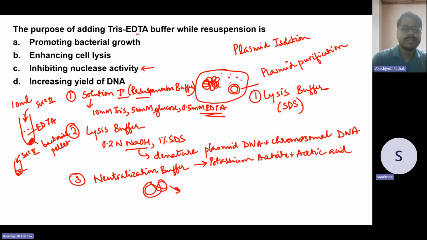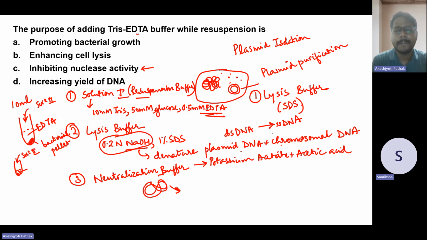After neutralization, this neutralization buffer is not for neutralizing EDTA or anything. We are adding the neutralization buffer because when you add NaOH, both your plasmid DNA and chromosomal DNA get denatured. Both these DNAs get converted from double-stranded DNA into single-stranded DNA once you add NaOH.